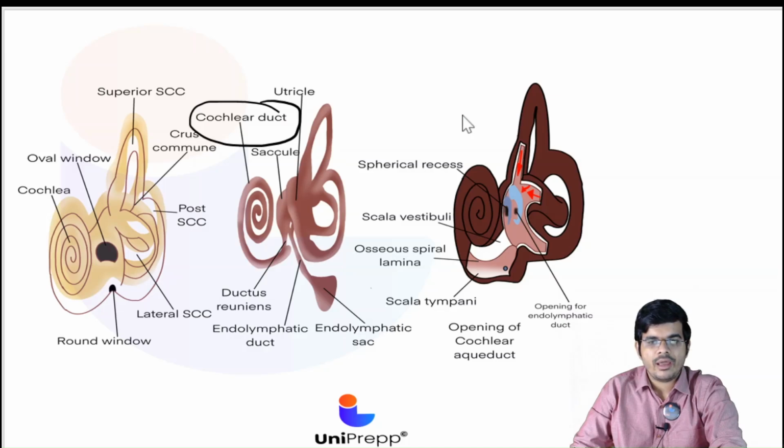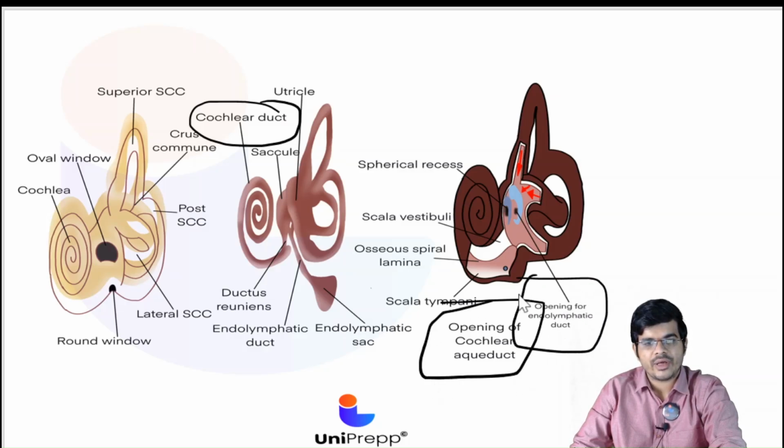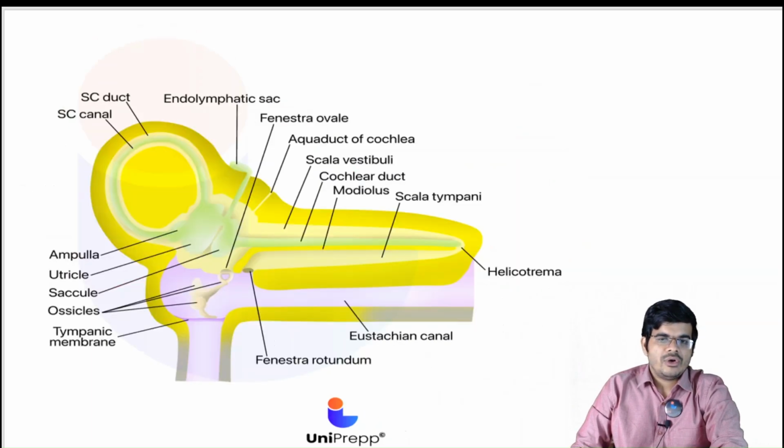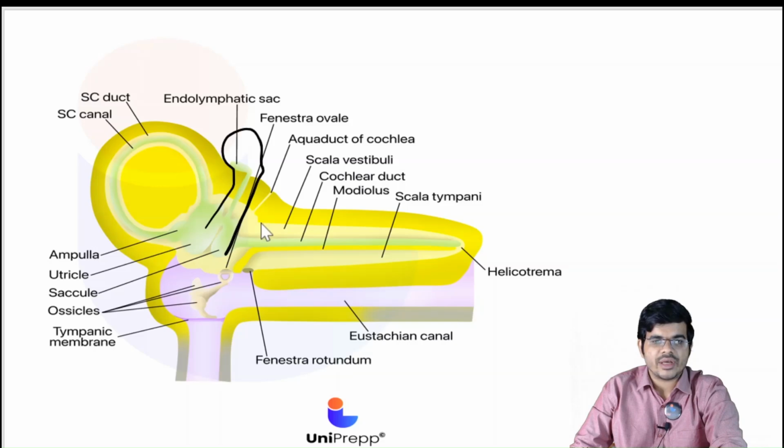Okay, and here you have a picture combining both these pictures. Okay, you can see the opening of endolymphatic duct and opening of cochlear aqueduct here. Okay, so this is the endolymphatic sac projecting here, and here you have the vestibular aqueduct.